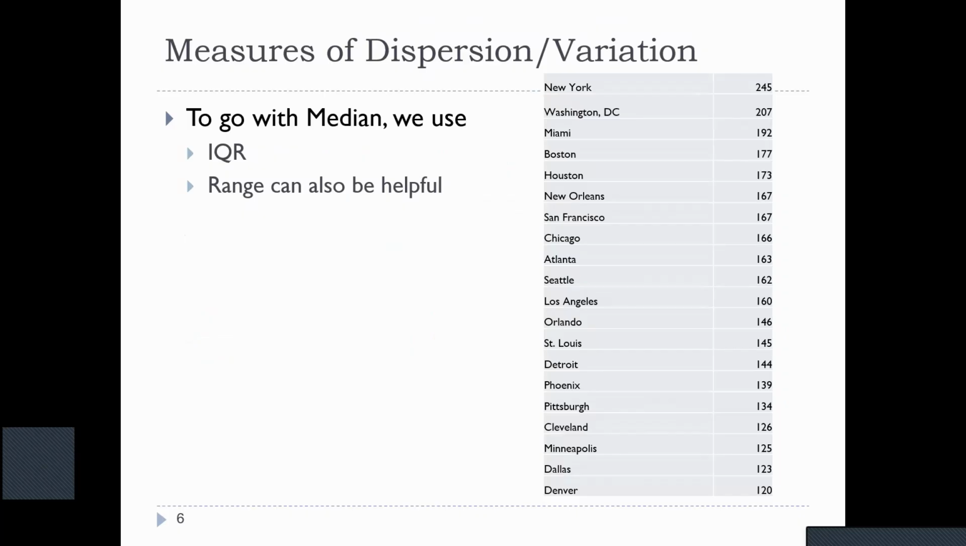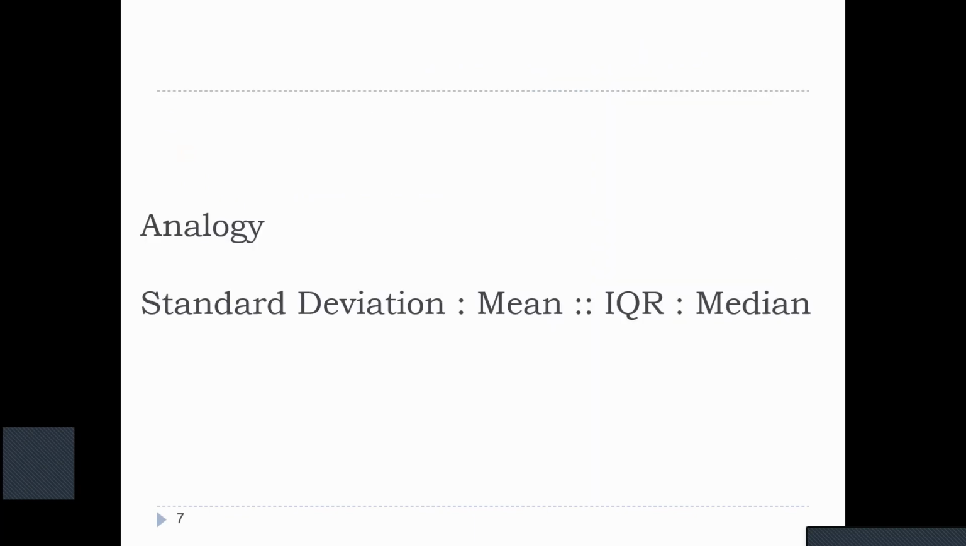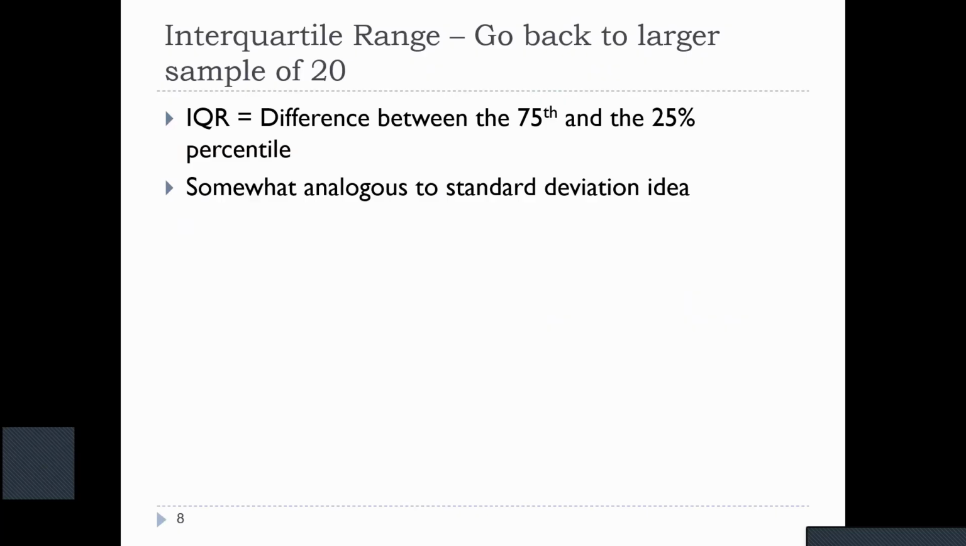The appropriate measure of dispersion to go with the median is called the interquartile range, or IQR. The range can also be helpful just to get a quick look, but the range is sensitive to outliers on the high or the low end, so it is not sufficient at all. As an analogy, standard deviation is to mean as IQR is to median. So how do we get that?